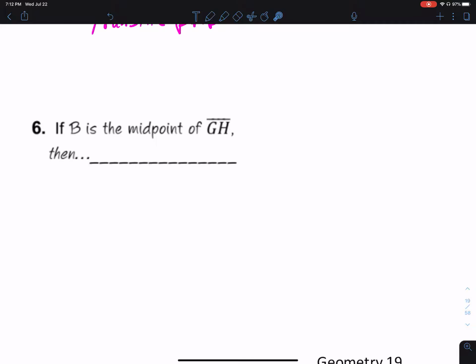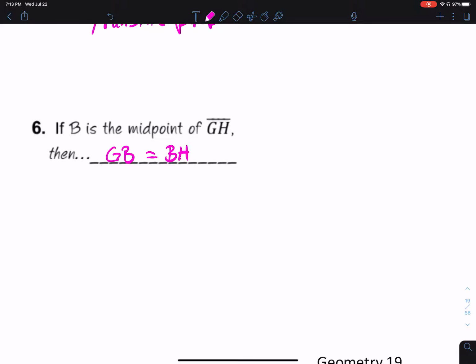Oh, number 6, what is going on? This isn't even finished. This is geometry now. Everything we've done so far in this section has been Algebra 1. So now we're looking at geometry. If B is the midpoint of segment GH, then what conclusion can we make? Well, the conclusion that we can make is that GB is equal to BH. Now, how do I know that?